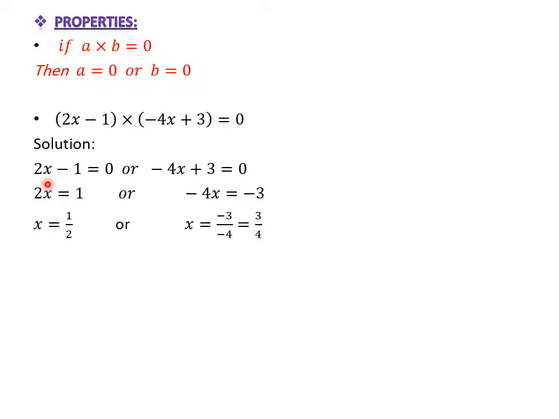We move the numbers to the other side, and of course pay attention to the sign: minus 1 on the other side becomes 1, and plus 3 on the other side becomes minus 3, and then we divide by 2 in the first one and divide by minus 4 in the second one. Each one we will solve alone, and we will have two solutions.